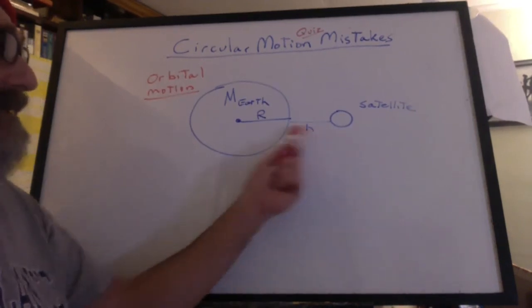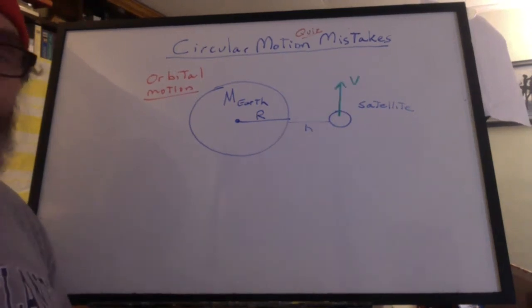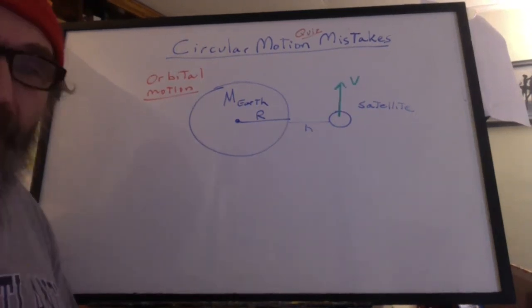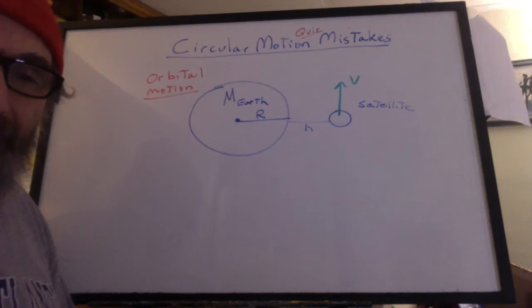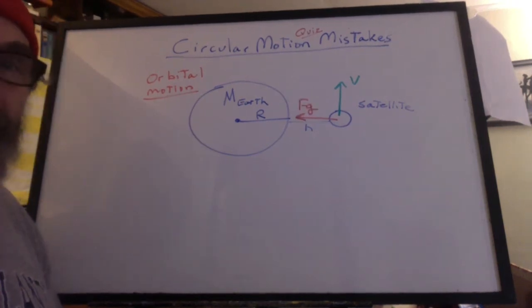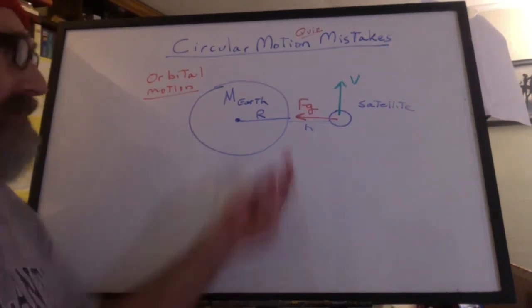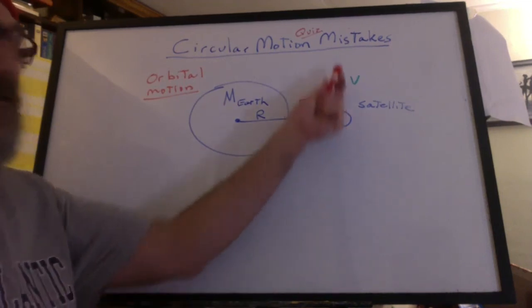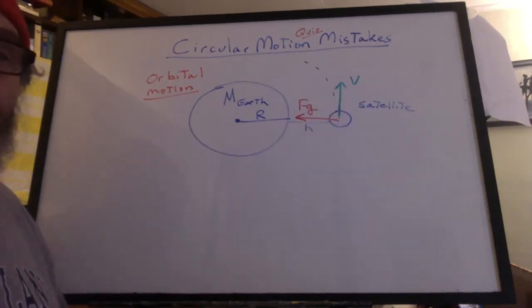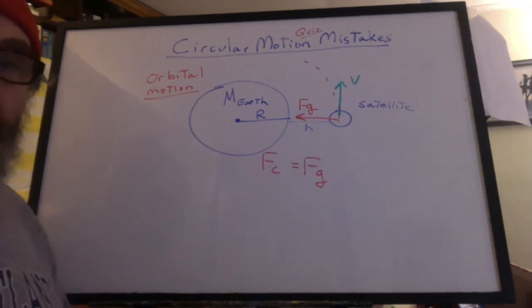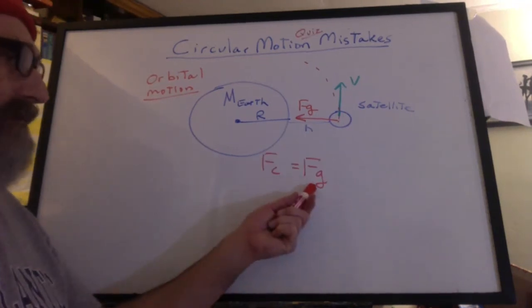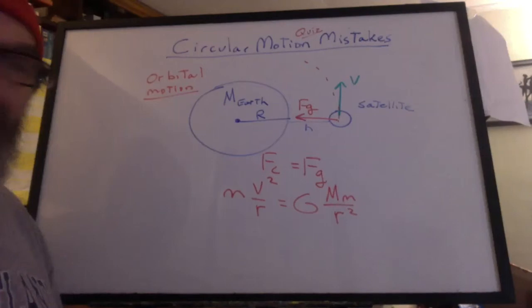How about we talk about orbital motion? You've got a satellite. It's up in outer space. It's got an orbital velocity. But what are the forces that keep it in the orbit? Just the force of gravity. That's it. If it didn't have that force of gravity, it would go in a straight line. But we know it's curving, so there's got to be a force. So we say that the force of gravity is causing the Fc.